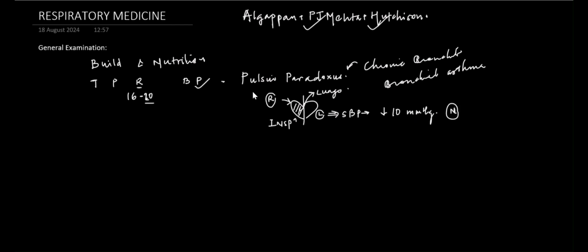So what happens in pulsus paradoxus? This decrease in BP is more than 10 millimeters of mercury. In cases like chronic bronchitis and bronchial asthma, where there is a respiratory pathology and the lung parenchyma is involved, there is more trapping of blood and more fall in BP. This is abnormal, and it can sometimes relate to the severity of these cases and may reflect on the BP of the patient.